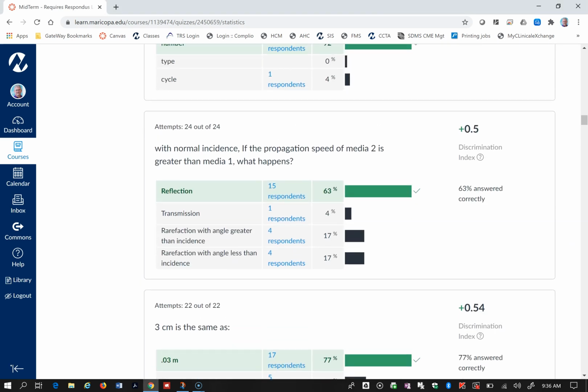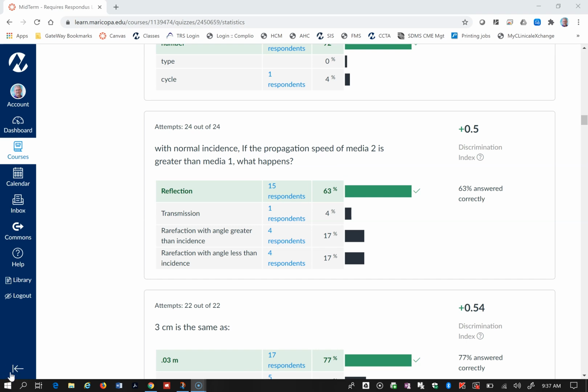Next question. With normal incidence, if the propagation speed of media 2 is greater than media 1, what happens? Normally, because the propagation speed will affect the impedance Z, that means that now we have a difference of impedance in our two media, therefore reflection will occur. Transmission may occur, we don't know, depending on the angle and the type of boundary.